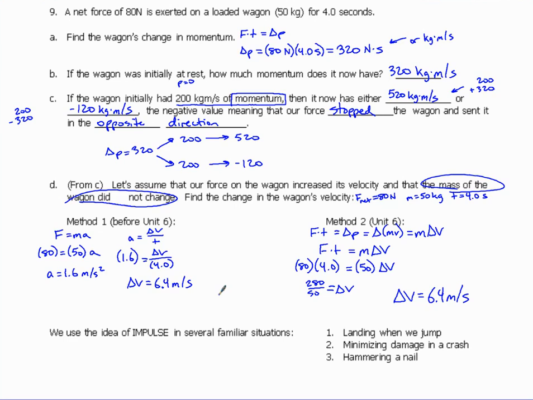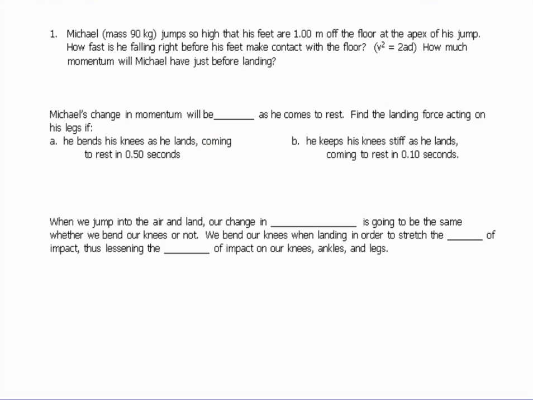And hammering a nail, another example. So Michael, mass 90 kilograms, jumps so high that his feet are 1 meter off the floor. We're talking about Michael Jordan. Feet are 1 meter off the floor at the apex of his jump. How fast is he falling right before his feet make contact with the floor?